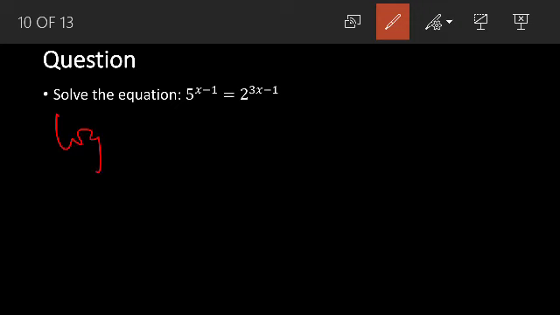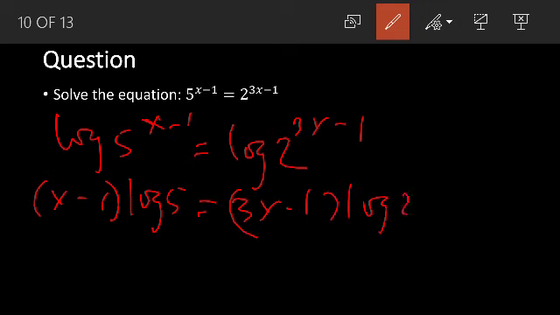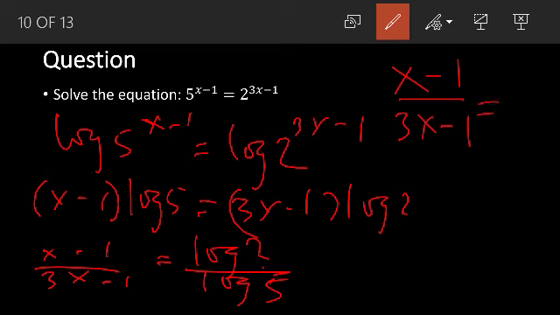So we are going to have log 5 raised to power x minus 1 is equal to log 2 raised to power 3x minus 1. So that means that (x minus 1) log 5 is equal to (3x minus 1) log 2. So we can say that x minus 1 over 3x minus 1 is equal to log 2 all over log 5, which we can still represent as x minus 1 over 3x minus 1 equal to log 2 over log 5.